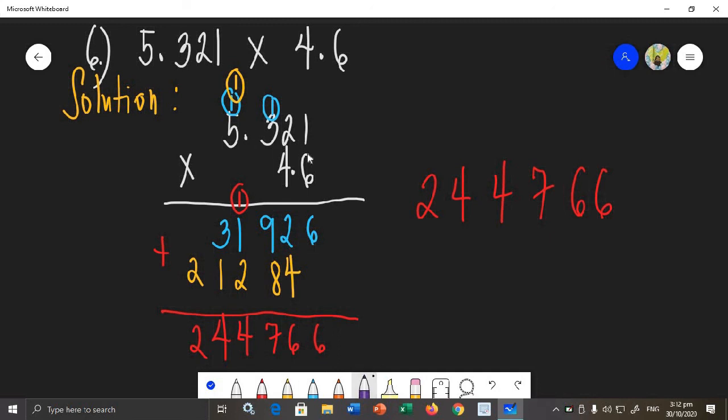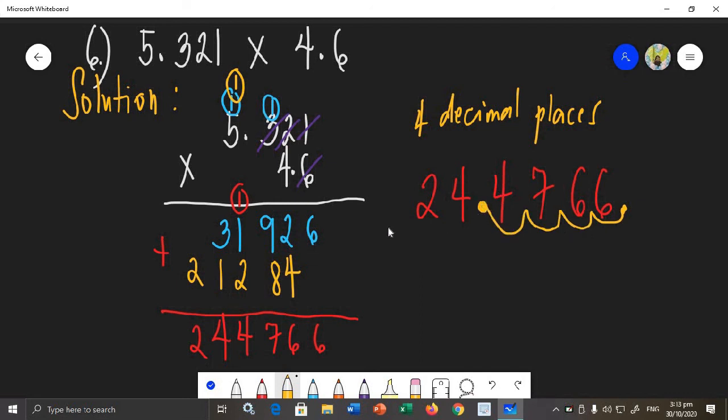We should count the number of decimal places. Okay, for us to be able to know how many movements ang gagawin natin sa decimal point. So we have 1, 2, 3, 4. We have 4 decimal places. So, yun yung bilang ng movements na gagawin natin sa decimal point. Andito yung decimal point. So, 1, 2, 3, 4. So, this will be the position of the decimal point. Therefore, the product here is 24.4766. And that is how you multiply decimal numbers.